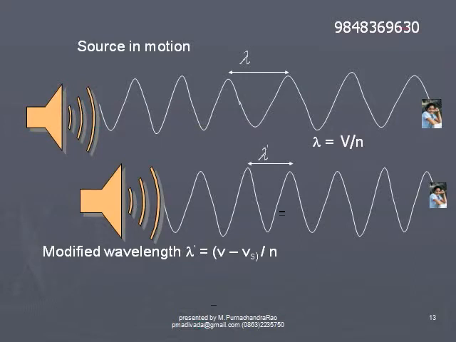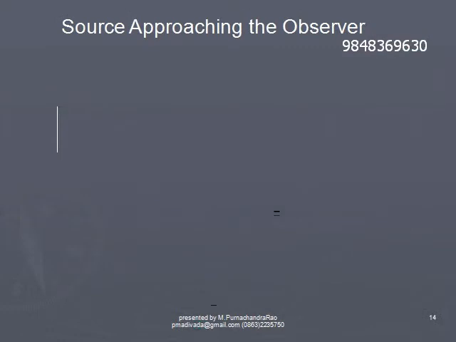V minus vs by n is the modified wavelength of this wave. Because the wavelength is decreasing, the frequency increases. So the change in wavelength is lambda minus lambda prime, that is v by n minus v minus vs by n. Let us consider the case of source approaching and the observer at rest.